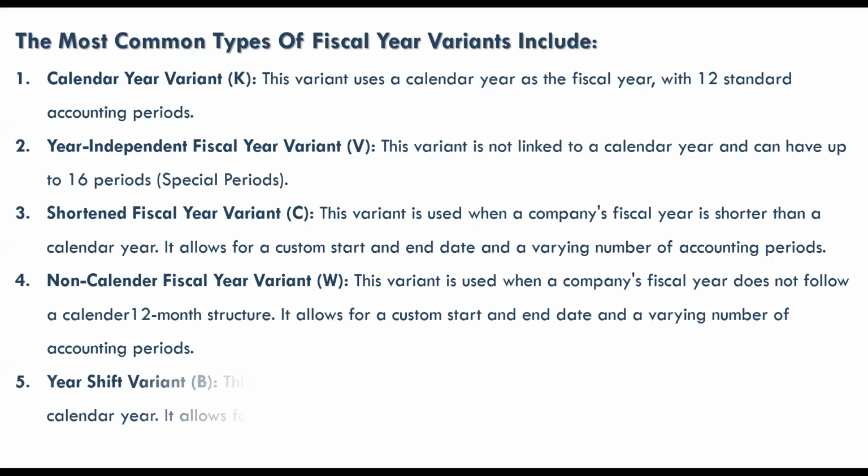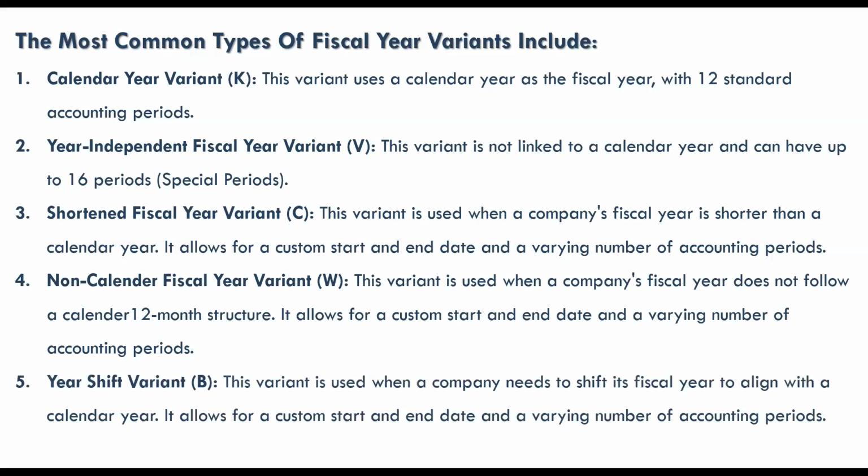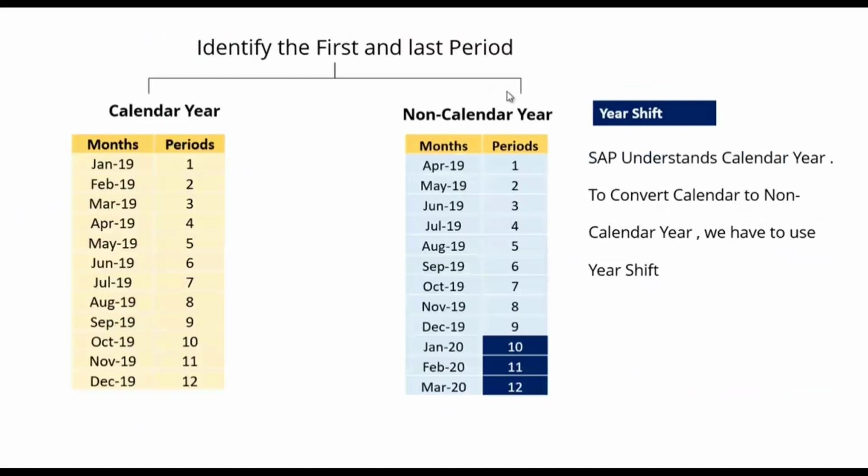Next we have the year shift variant. Let's say your fiscal year as per India is April to March: April, May, June, July, August, September, October, November, December. After December, the year shift will be there. That is called the year shift variant. This variant is used when a company needs to shift its fiscal year to align with a calendar year. It allows a custom start and custom end and a varying number of accounting periods. We will execute these practically.